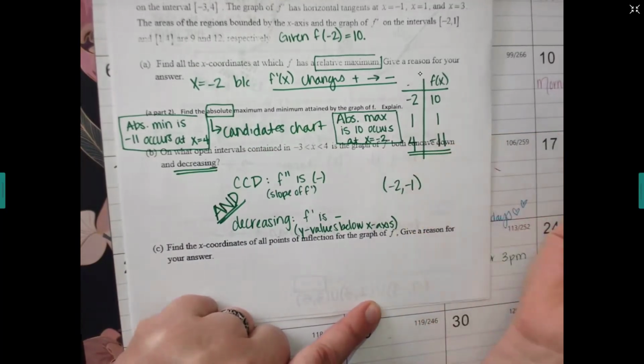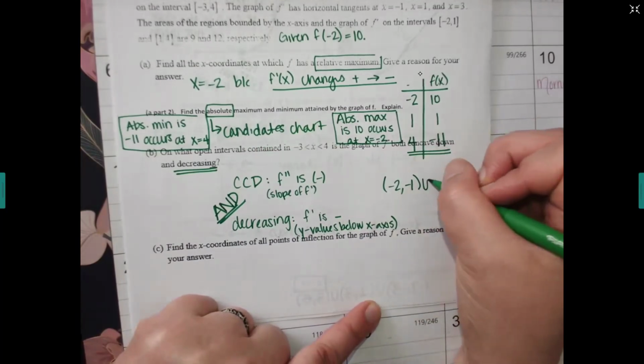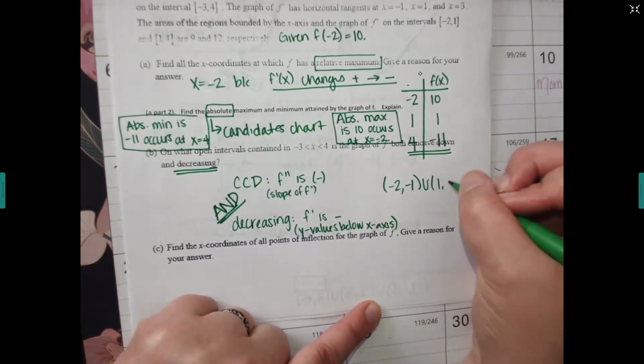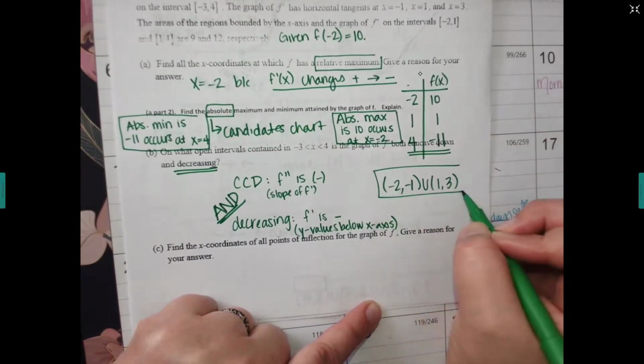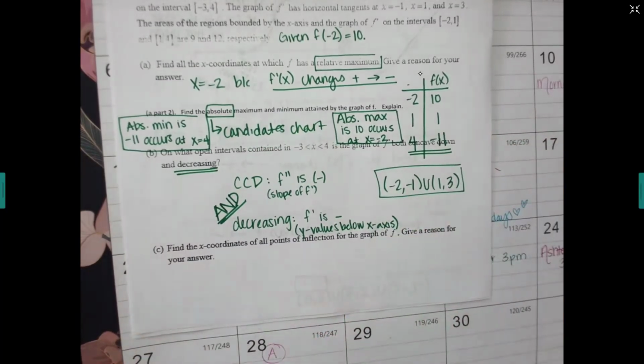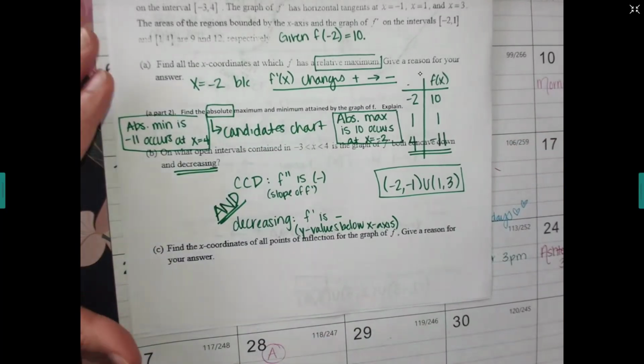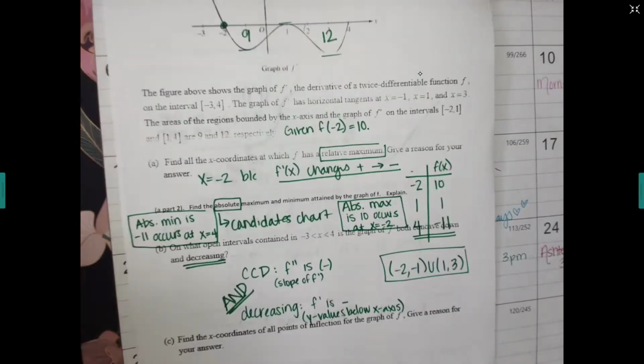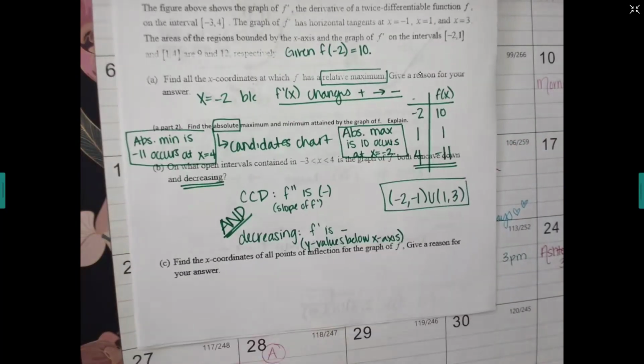-2 to -1, and then one more spot. 1 to 3. Very good. Okay. And then something like this is sufficient for a justification. You don't have to write like a big long paragraph after. Okay, just make sure that you're talking about the graph that they gave you. So if it's a graph of f prime, your explanation needs to have something to do with f prime.